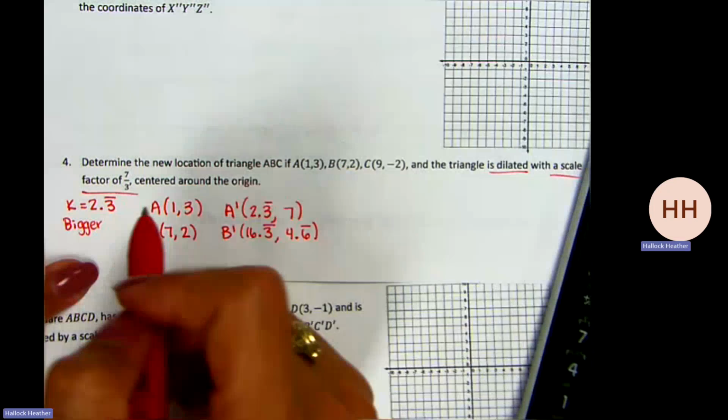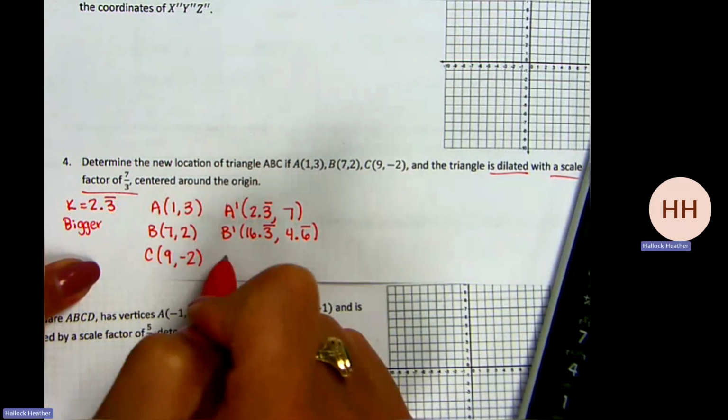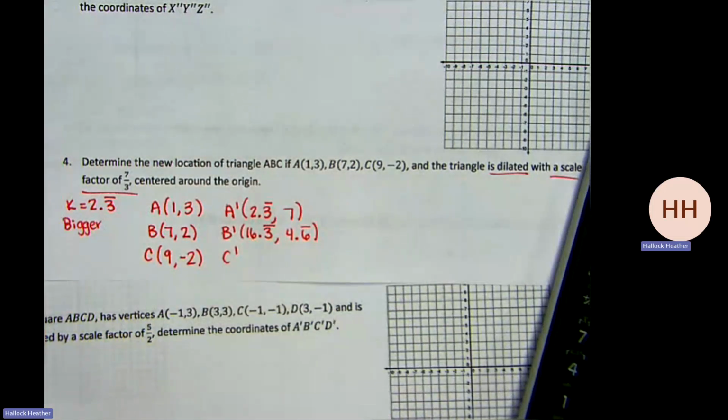So try to figure out C, use a calculator. Do 9, -2 to find C prime. You want to use the whole decimal in a calculator.